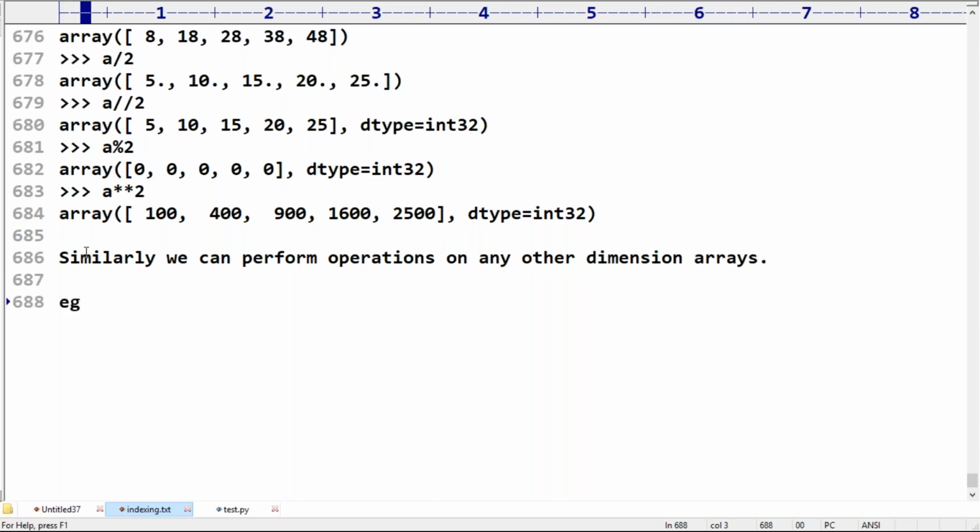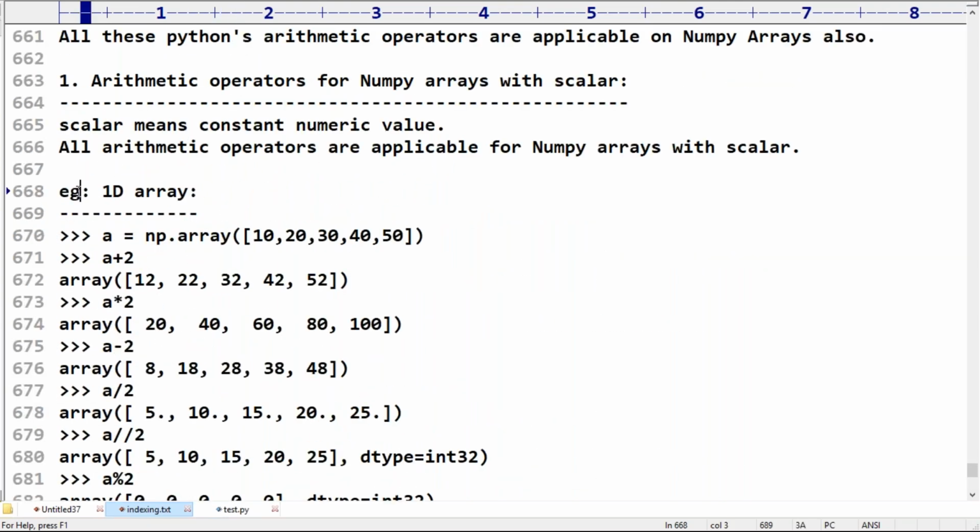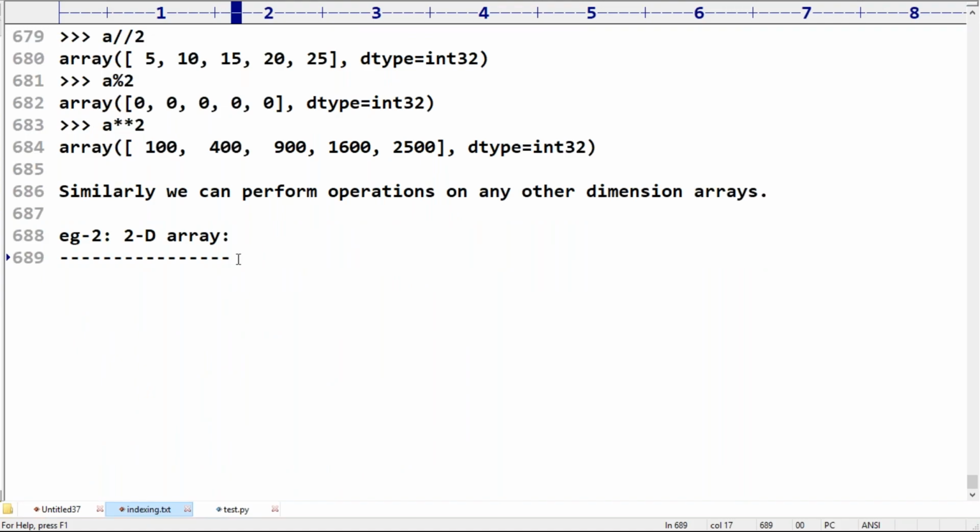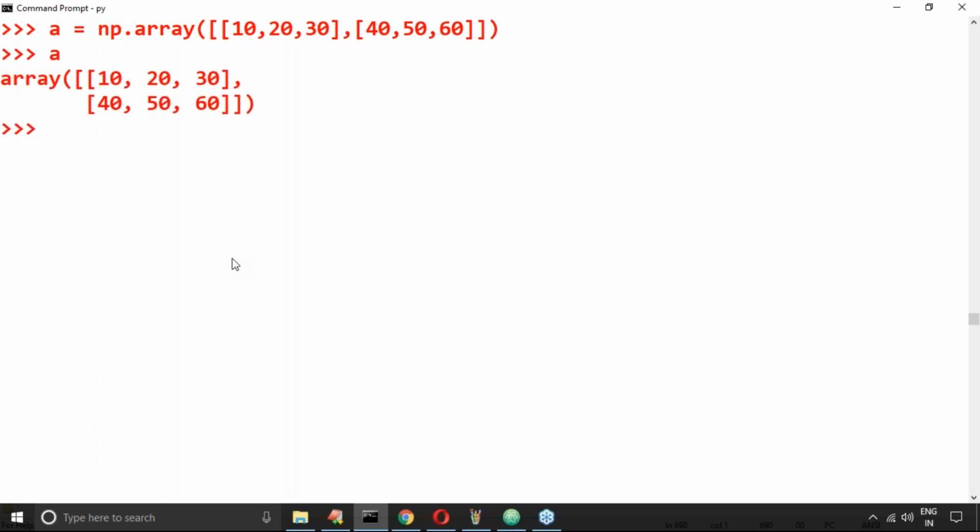So let me take an example of a 2D array. This is an example of a 1D array; of course, 3D and 4D arrays are always the same. Just observe carefully. A is equal to np.array of 10, 20, 30, 40, 50, 60. I'm taking a nested list. With this nested list, I create an array A. Is it a two-dimensional array or not?